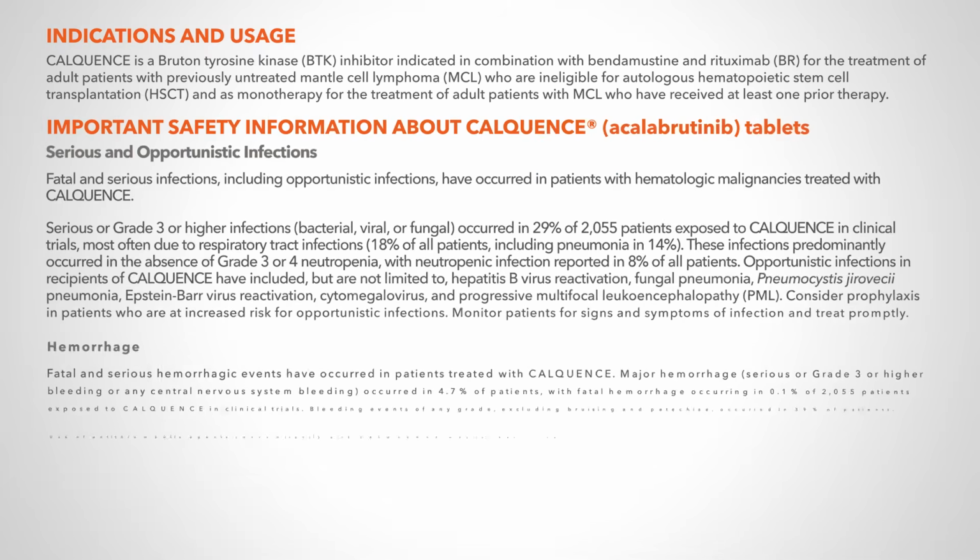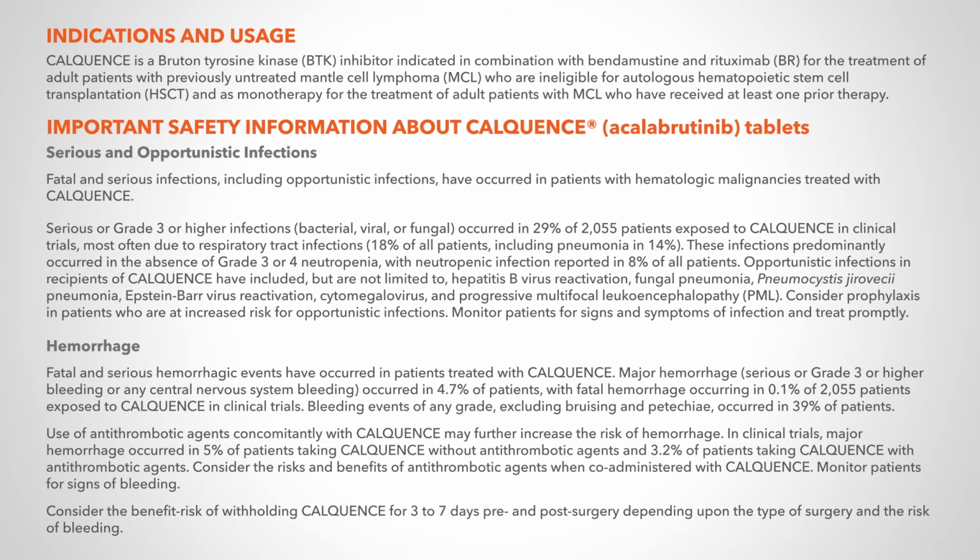Indications and usage. CALQUENCE is a Bruton tyrosine kinase BTK inhibitor indicated in combination with bendamustine and rituximab (BR) for the treatment of adult patients with previously untreated mantle cell lymphoma (MCL) who are ineligible for autologous hematopoietic stem cell transplantation (HSCT), and as monotherapy for the treatment of adult patients with MCL who have received at least one prior therapy. Important safety information about CALQUENCE.